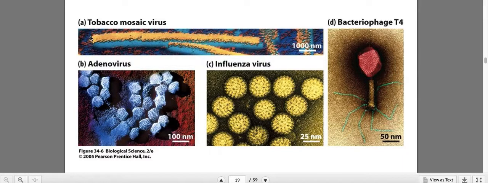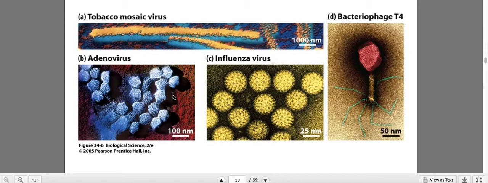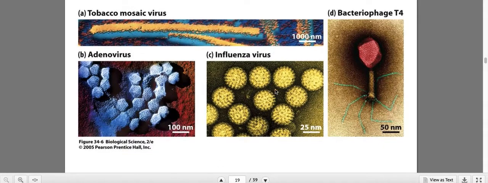Over here you can see this is called the tobacco mosaic virus. It's in this linear shape. And then the adenovirus is kind of diamond shaped. You can see it right here. And then the influenza virus is circular, kind of like the coronavirus. It's also circular, and it has an envelope. It doesn't really show that clearly here, but that's what the influenza virus looks like.